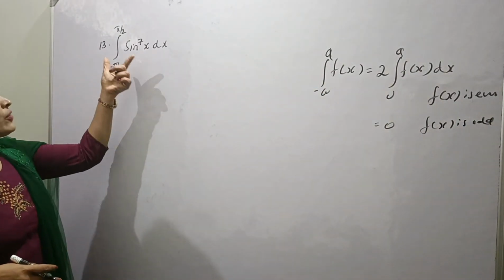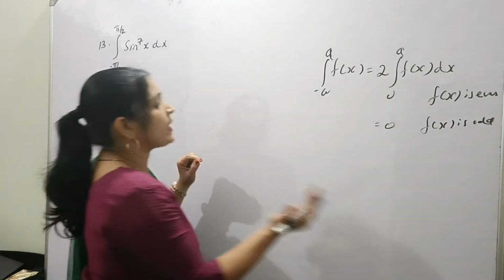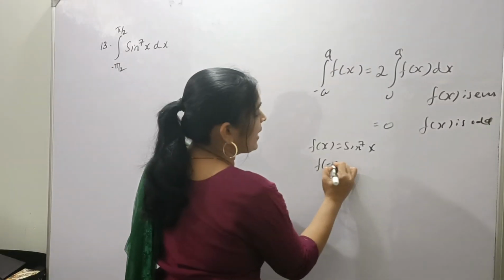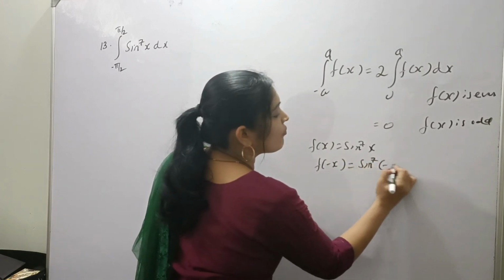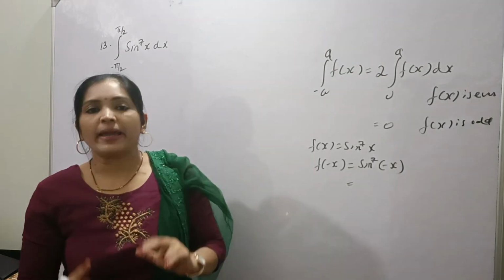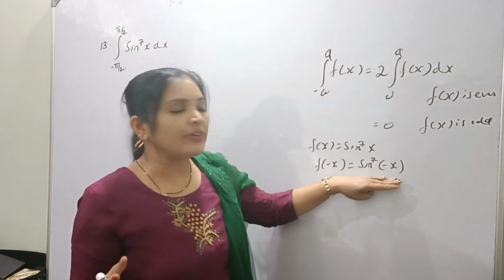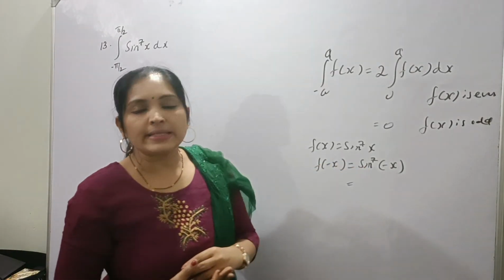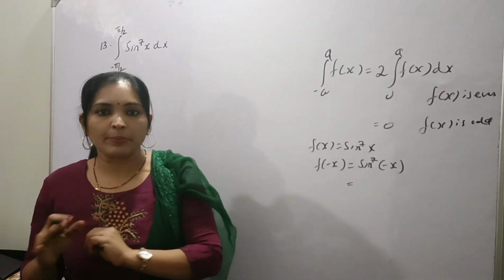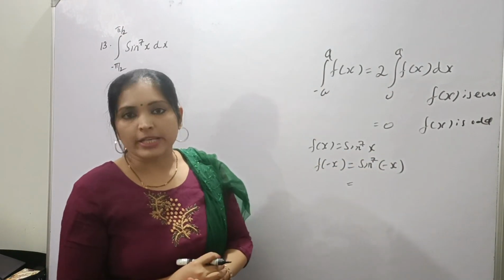So for that we have to check whether sin raised to 7x is an even function or an odd function. We know that f of x is equal to sin raised to 7x, right? f of minus x is equal to sin raised to 7 of minus x. That is sin of minus x, multiplied 7 times, right? We know that sin of minus x is equal to minus sin x. So minus sin x multiplied 7 times. When we multiply minus 7 times, that will be minus itself, right?